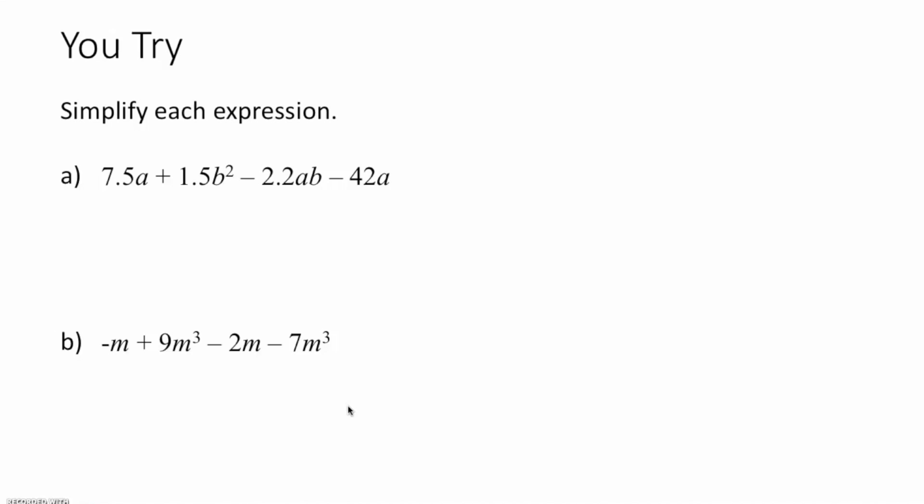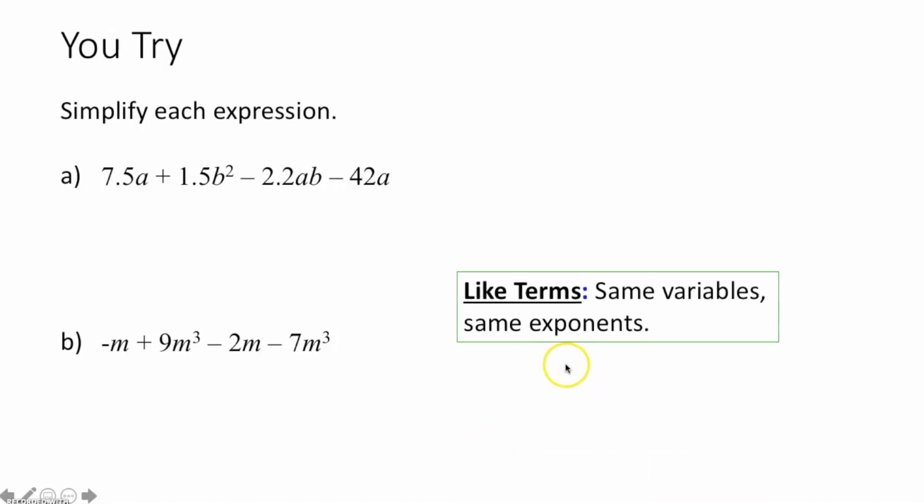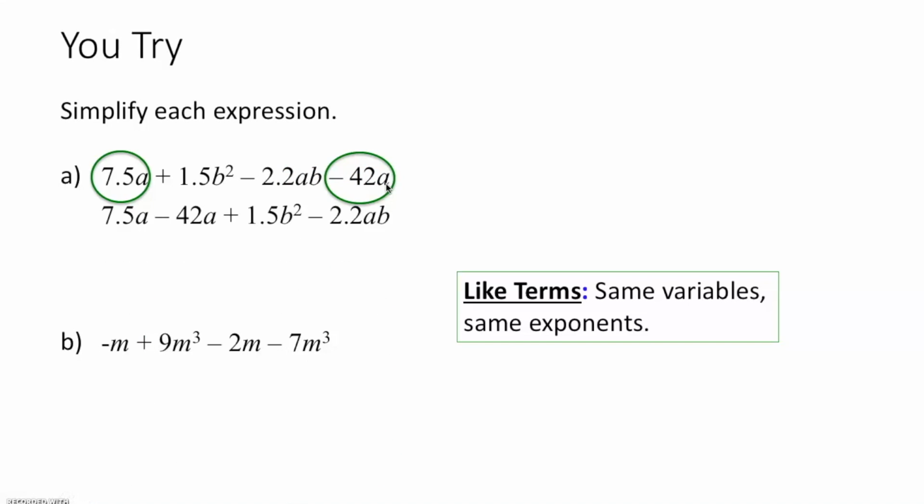You try. So again, we're looking for like terms. We're looking for the same variables with the same exponents. So is there another a to the first power here? Yes, right here, but this also has a b. So those would not be considered like terms. Here, we have an a to the first, just an a to the first. So these two would be considered like terms. So we're going to use the commutative property and put them next to each other. Now that we do that, we can see that we can combine these two.